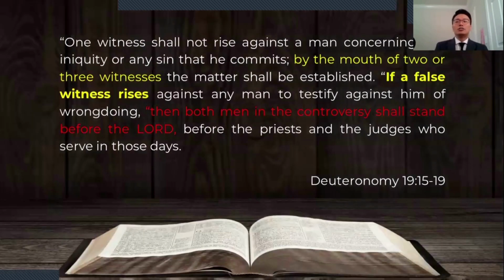Here, Deuteronomy chapter 19. One witness shall not rise against a man concerning any iniquity or any sin that he commits; by the mouth of two or three witnesses, we already looked at this, the matter shall be established.